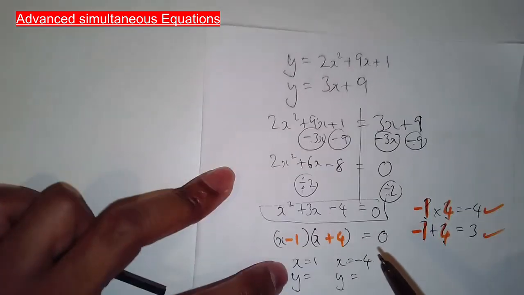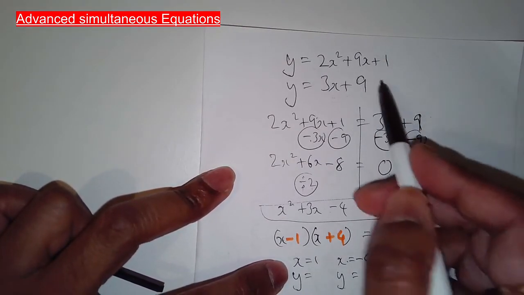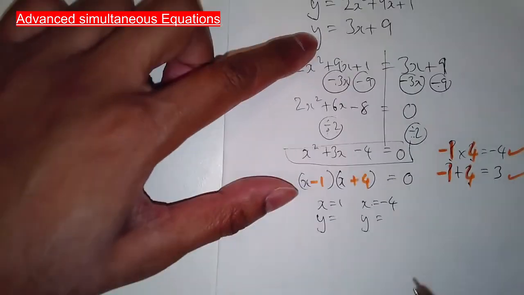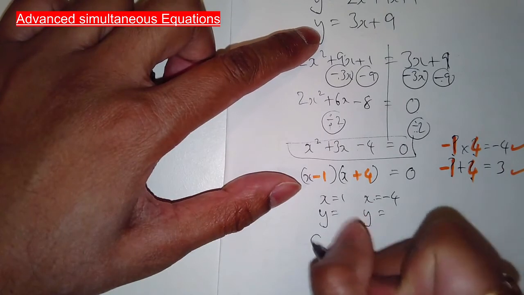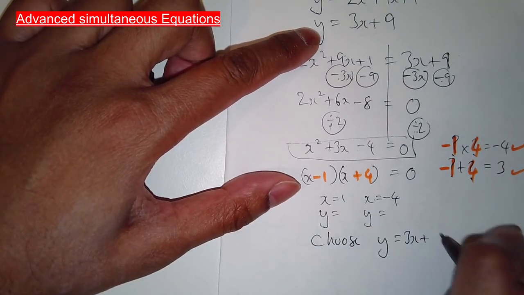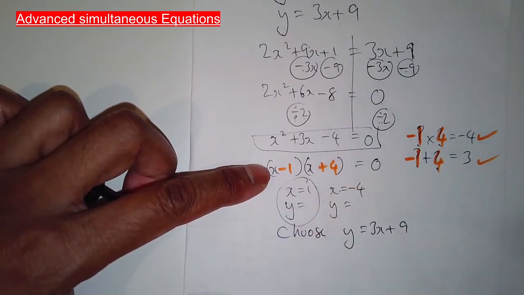Now, you're going to choose one of these equations. Please choose the easier one, okay, because you've got limited time in the exam. Right, choose that one. I choose that one because I feel like it's easy. So tell the examiner what you're doing. Choose y equals 3x plus 9. Right, okay, let's work with this one and then we'll work with that one separately.